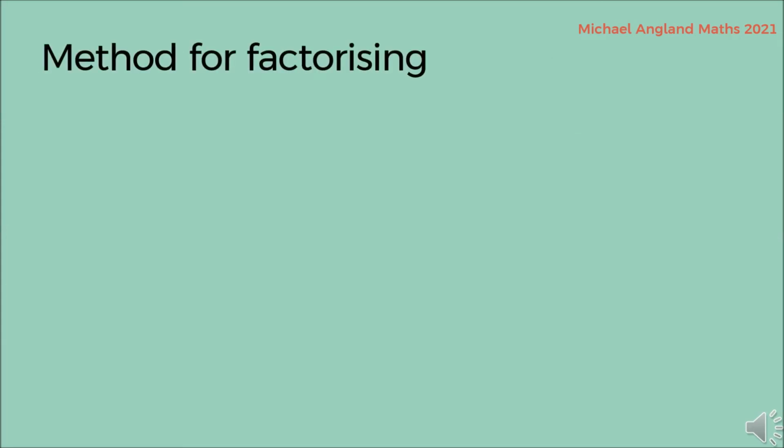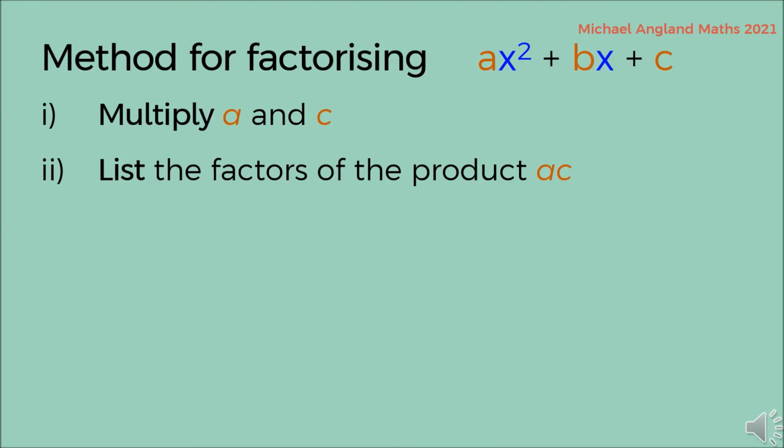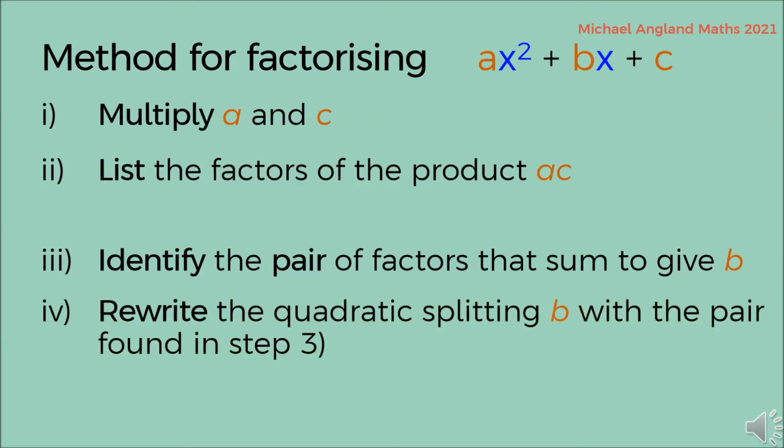So in summary, the method for factorizing ax squared plus bx plus c, if it is factorizable, step 1, multiply a and c. Step 2, list the factors of the product AC. Step 3, identify the pair of factors that sum to give b, whether b is positive or negative. Step 4, rewrite the quadratic splitting b into the pair of factors we found in step 3. And step 5, factorize that.